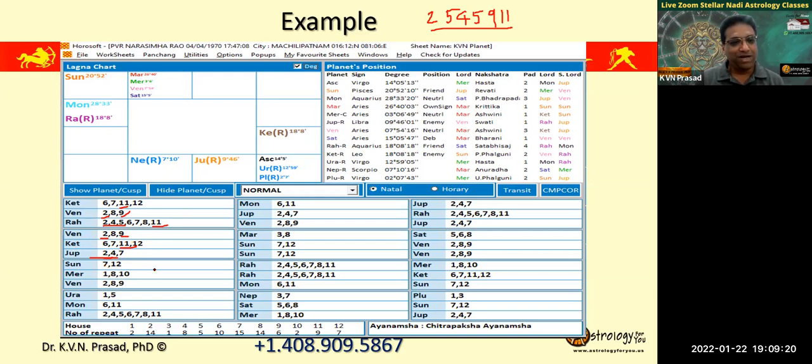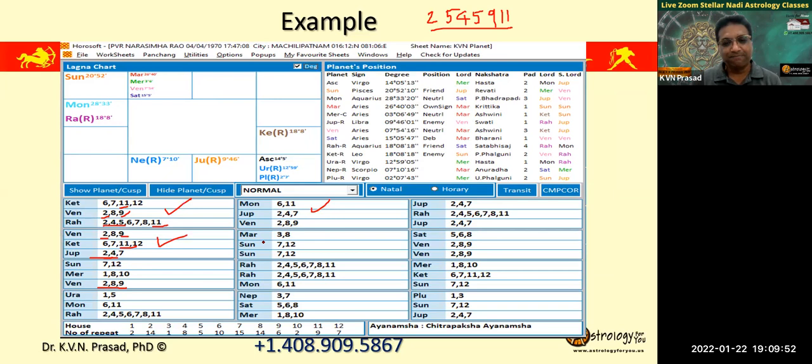Now let's see Sun. Not there, only in the sublord, and that too only 2, 1, 9. Not that great. Now Moon. 2, 4, 11, 9 is there, 5 is missing, but we can consider it good.